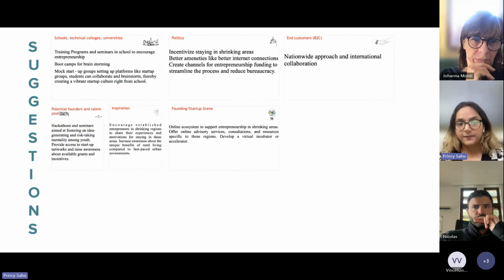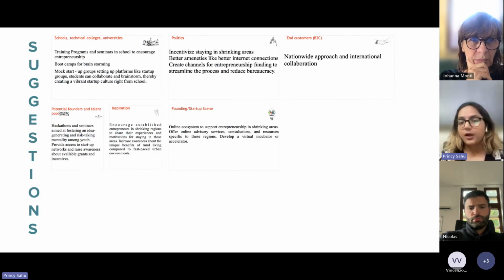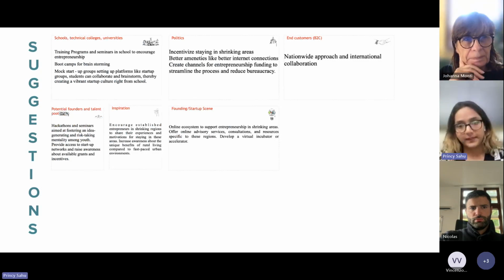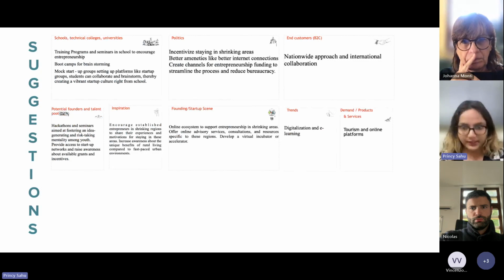When we talk about finding startup seed, we should focus a bit more on the online ecosystem. We should have more online advisory services which tell people about resources and give consultation. Basically, we should develop a virtual incubator so that everyone from any region can access it and have better opportunities. They don't have to move to a bigger city to have those opportunities.